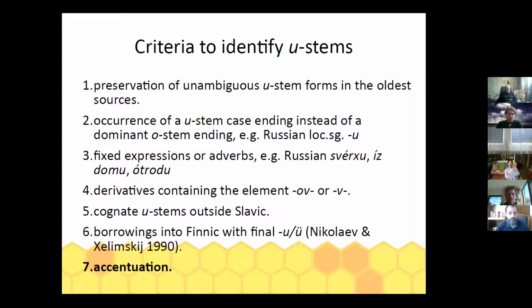Some scholars actually look outside Slavic to identify Slavic U stems. That's criterion number 5. I don't think this is actually a very good argument. The sixth argument comes from borrowings into Finnic, where the borrowing ends in U or U in the Finnic languages, not in I or A, as with other borrowings. And the seventh argument comes from accentuation, and this is the argument we'll focus on today.